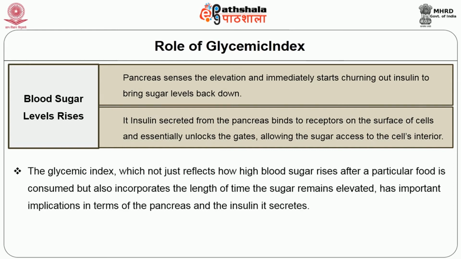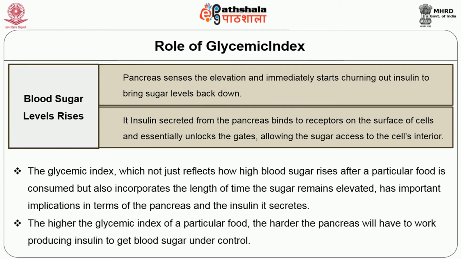The glycemic index not just reflects high blood sugar levels and their rise after a particular meal is consumed, but also incorporates the length of time the sugar remains elevated, and has an important implication in terms of pancreas function and the insulin it secretes into the bloodstream. Obviously, the higher the glycemic index of a particular food, the harder the pancreas will have to work to produce insulin to get the blood glucose levels under control.